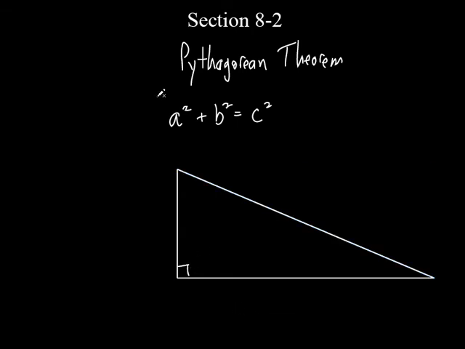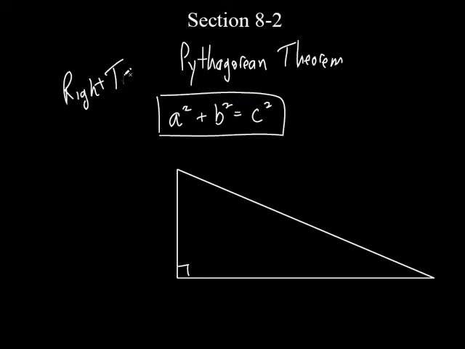Now, you can only use this. What's this whole chapter about? Do you remember what the whole entire chapter is about? Right triangles, okay? You can only use this with a right triangle. This does not work with any other triangle, okay? Only works with right triangles, all right? Did I put enough lines under there? Okay, I did that to emphasize that you can only use this stuff with right triangles.